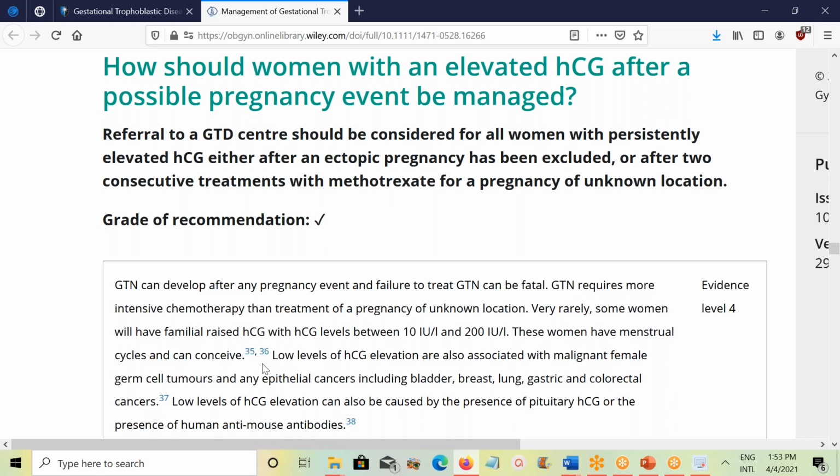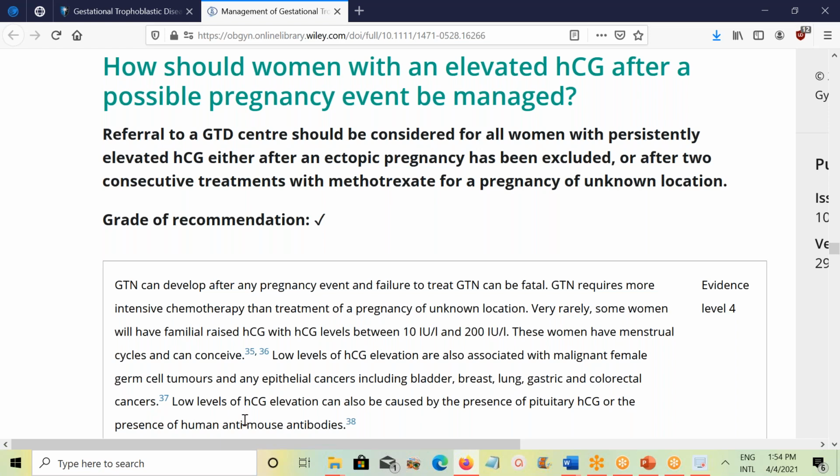Very rarely, some women with familial raised HCG have a baseline HCG level that can be 10 to 200 international units per liter. These women will have menstrual cycles and they can conceive. Low levels of HCG elevation are associated with malignant female germ cell tumors and epithelial cancers, including cancers of the bladder, breast, lung, gastric, and colorectal.